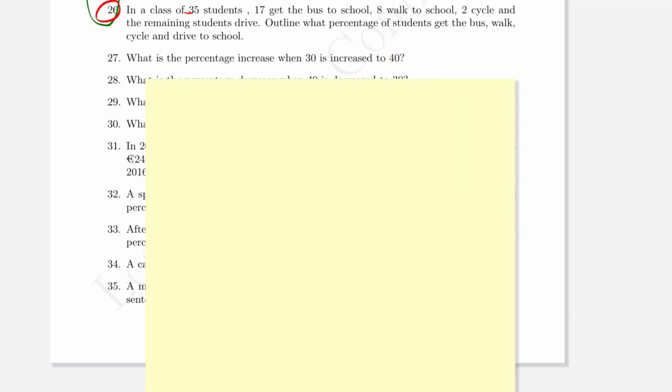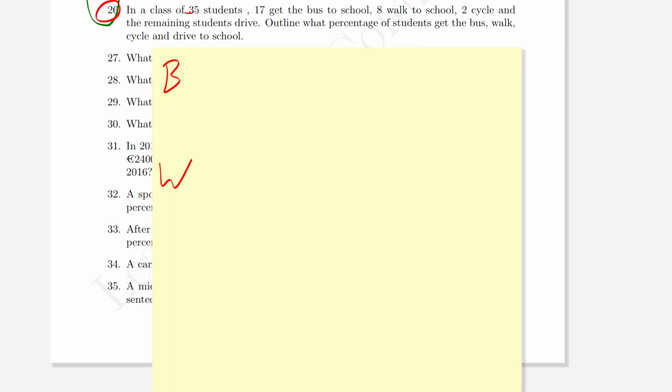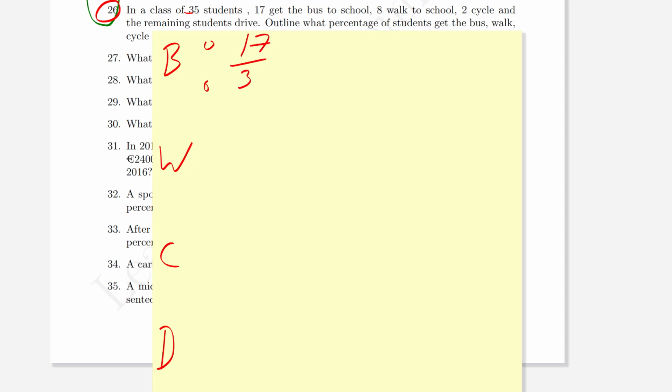Alright, so this question 26 here: in a class of 35 students, 17 get the bus, 8 walk, 2 cycle, and the remaining students drive. Outline what percentage of the students get the bus, walk, cycle, and drive. So you've got the bus, walk, cycle, and drive. The bus is 17 out of the 35 students. Walking is 8 out of the 35 students. Cycling is 2 out of the 35 students, and the remaining students drive.